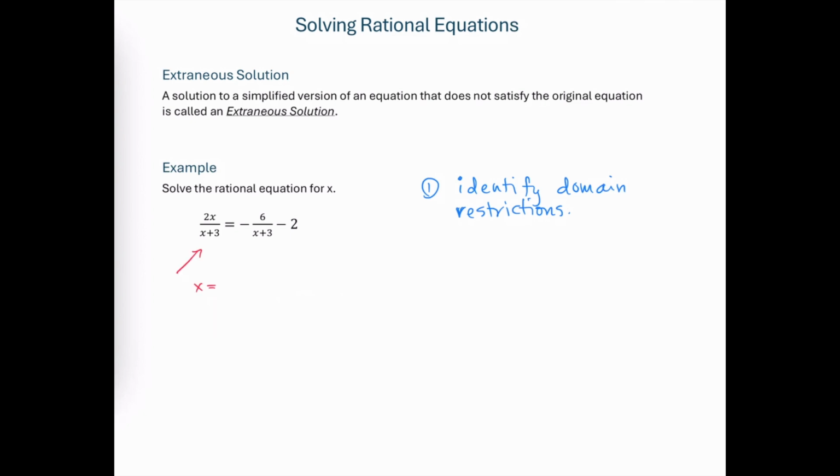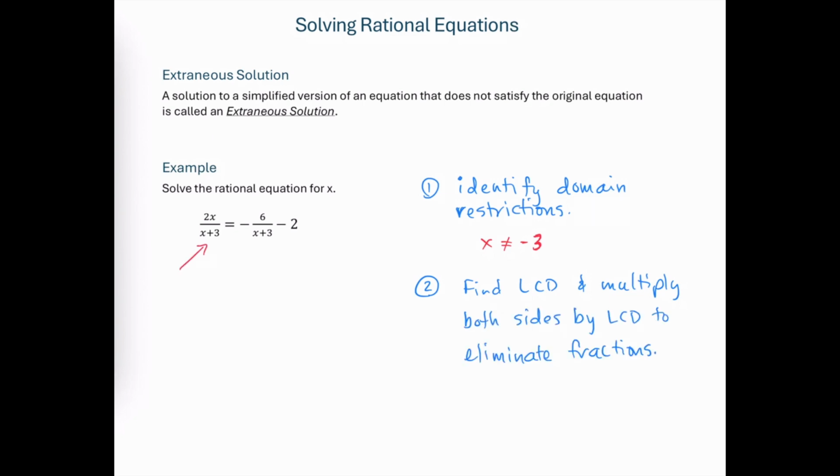If x were to be equal to -3, it would cause both of these denominators to be 0, and that is the value that we would consider to be the domain restriction. It's the value that we know the solution could not be. Next, we want to find the LCD and then multiply both sides by the LCD in order to eliminate the fractions in the equation. In this case, there's only one denominator, and it's x plus 3. So x plus 3 is the LCD in this rational equation.